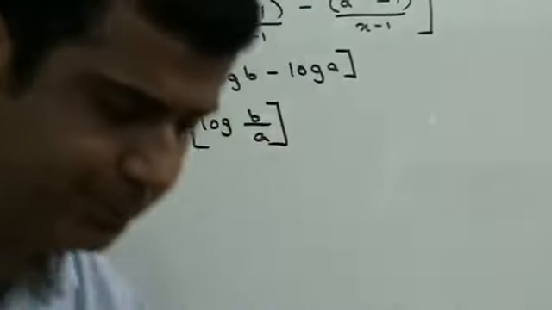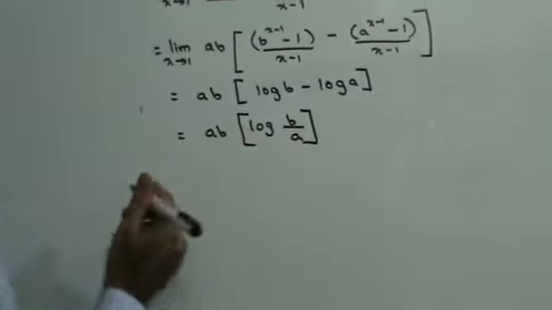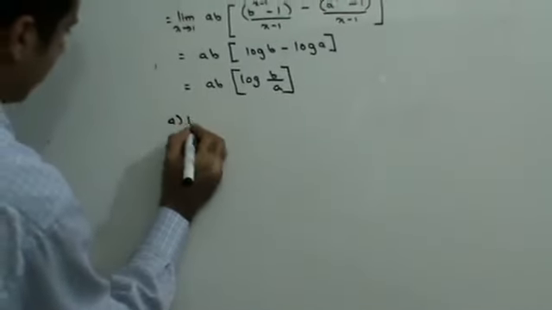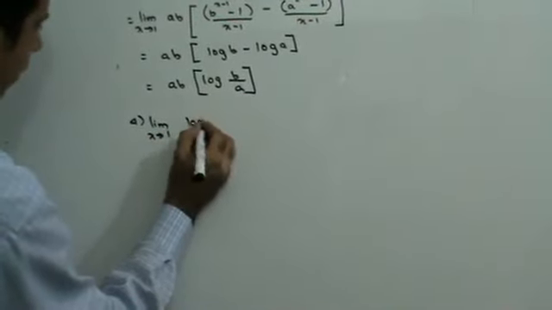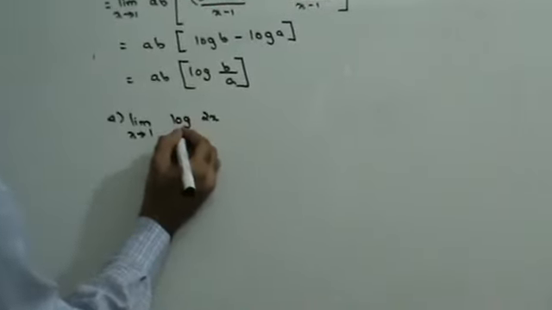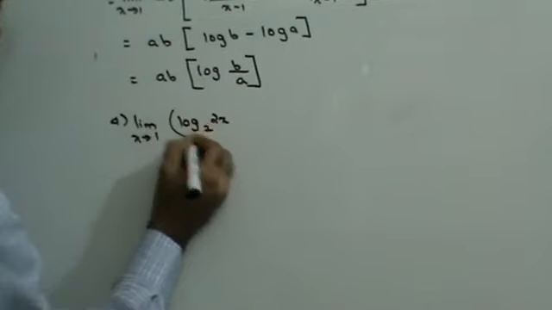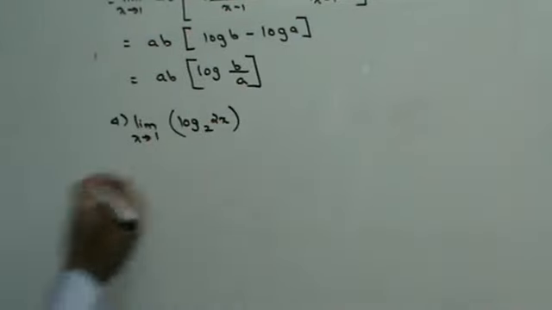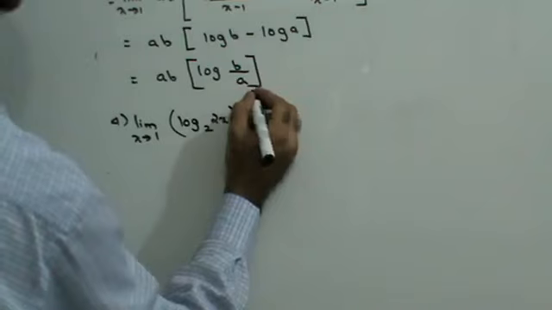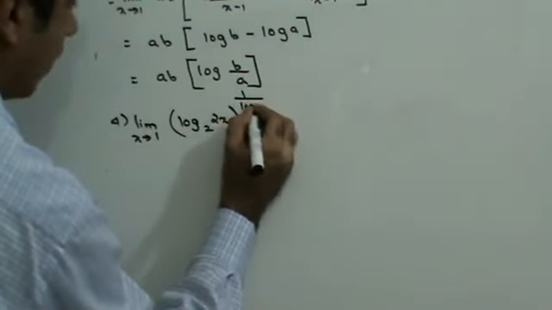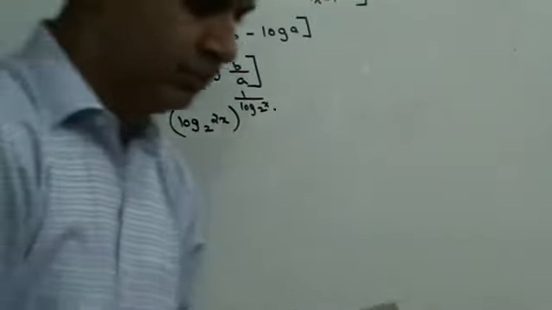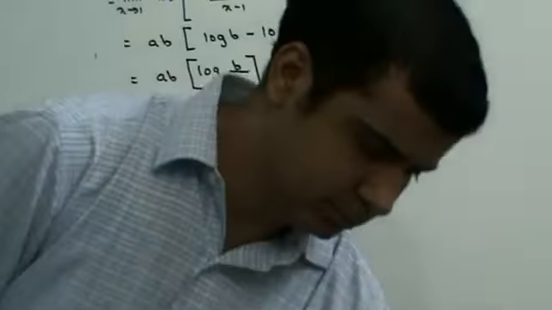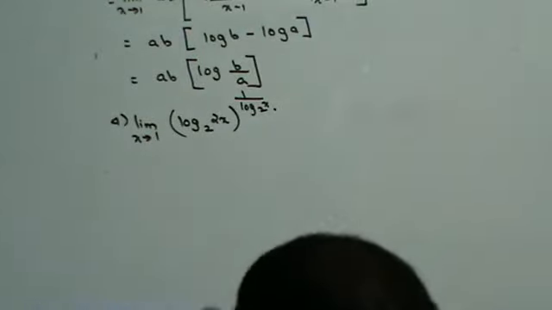Next, let's see. Okay, we have another sum. Limit of x tends to 1, log 2x to the base 2, raised to 1 upon log x to the base 2. Copy this up correctly. Okay.